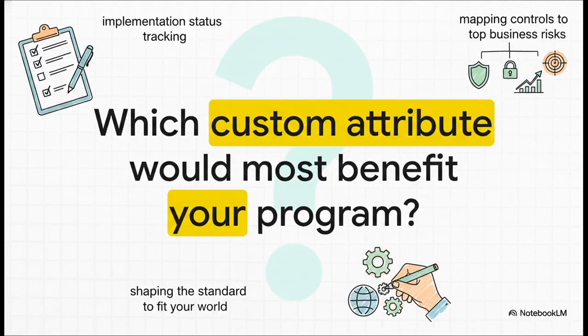And that leaves us with one final thought I want you to take with you. Thinking about your work, your organization, and your challenges. What's one custom attribute you could create that would immediately bring more clarity and efficiency to your security program? Would it be something to track implementation status? Or maybe one for mapping controls directly to your top business risks? The point is, the power is now in your hands to shape this standard to fit your world.